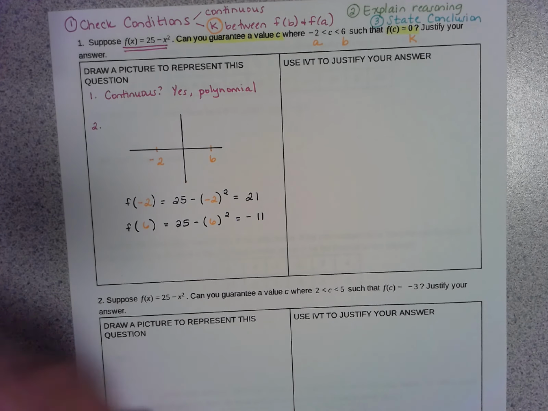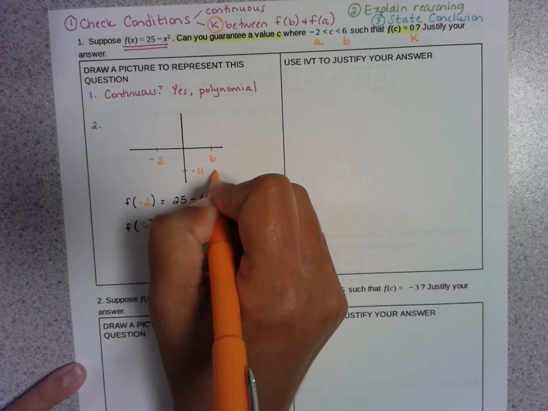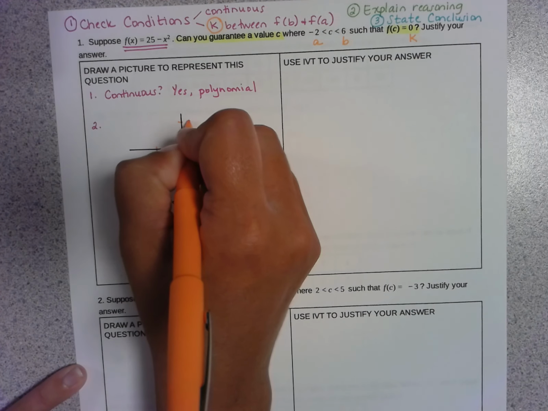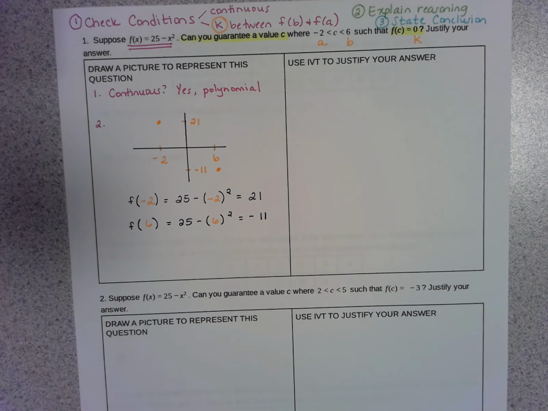I know that my y values are negative 11, and that happens when x is 6. And I know that my other y value is positive 21, and that happens when x is negative 2. So I've got 2 points on my graph.